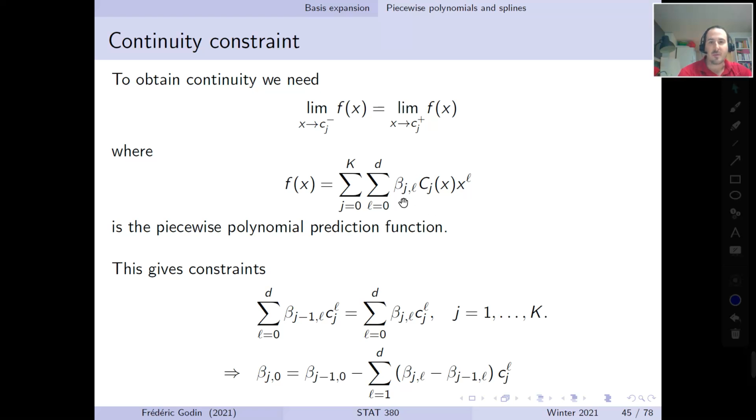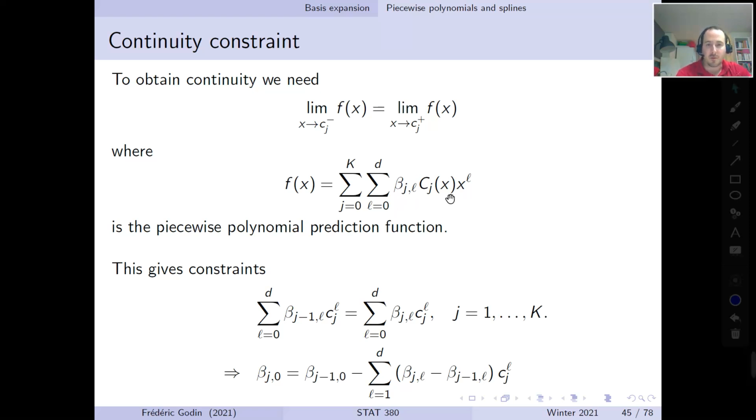Okay, so if we want this constraint here, we must have that at the point Cj, coefficients from the left side, so coefficients for x just smaller than Cj, which are the beta j minus 1, should entail that this function is equal to also the same value, but where x is greater than Cj, and the coefficients beta are the beta j's.